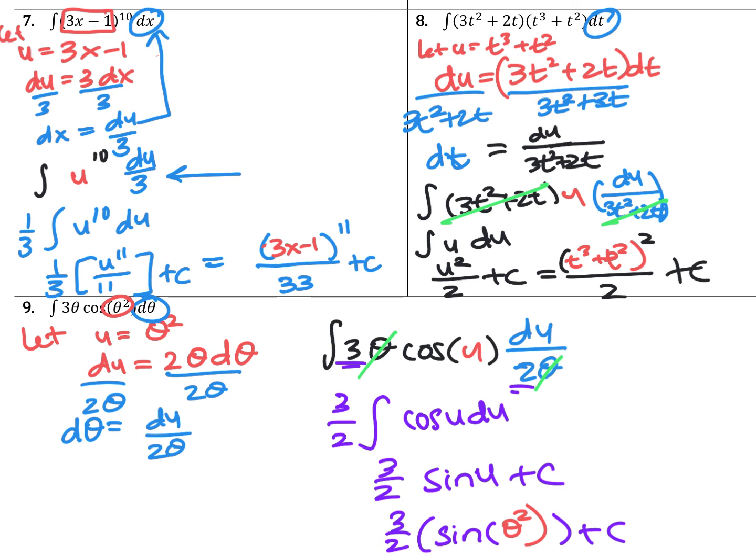Then after we integrate, or after we find the antiderivative, we're going to plug back in what we know u was originally, what we defined it to be, and make sure that we have our constant of integration.